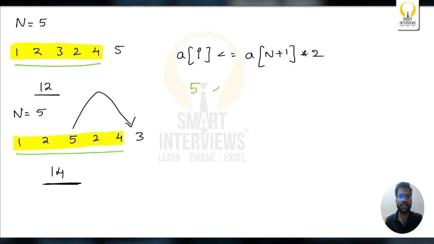Is 5 less than or equal to 3 times 2? That means, is 5 less than or equal to 6? Yes, it is true, so we can swap the elements. I'll swap 5 with 3. After that operation, we get 12, which is the minimum possible sum. Now let's see the next test case so that you'll get an idea of how to solve this problem.